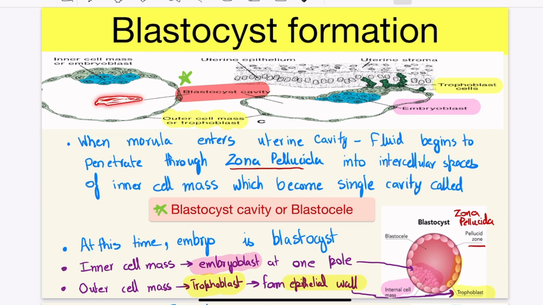Here is the blastocele or blastocyst cavity, which is the fluid that begins to enter through the zona pellucida. This layer is the zona pellucida, which we discussed earlier, the outer glycoprotein layer. And at this time, the embryo is a blastocyst. The inner cell mass, again, we discussed, gives the embryoblast at one pole. Here is the one pole which forms the embryoblast. The outer cell mass forms the trophoblast, from the epithelial cell wall. Here is the trophoblast that is formed.